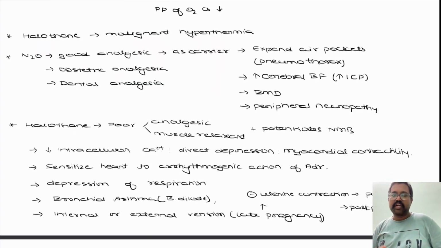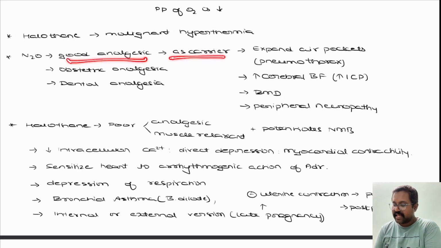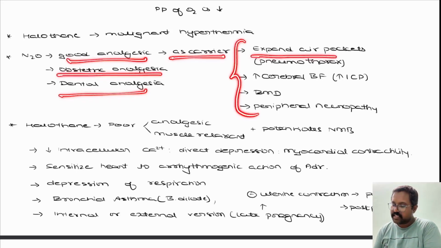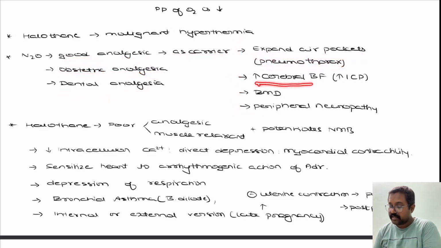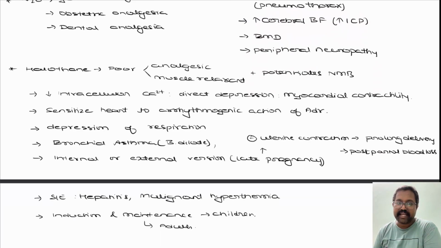When we talk about the properties of nitrous oxide, it has good analgesic activity, acts as a carrier agent, and is good for obstetric analgesia and dental analgesia. The only concern is that since it expands the air pockets, it can cause pneumothorax. You should be very careful. It can cause increase in cerebral blood flow, leading to increase in cranial pressure, bone marrow depression and peripheral neuropathy. So these are the side effects of nitrous oxide. Next we have halothane.